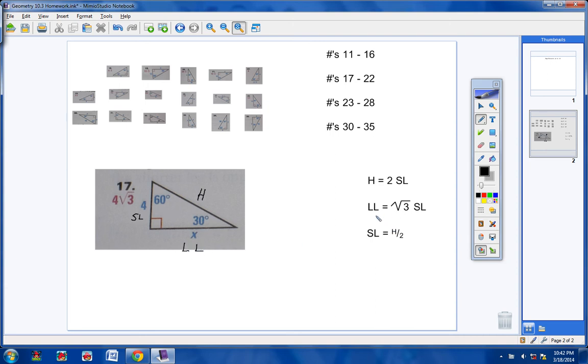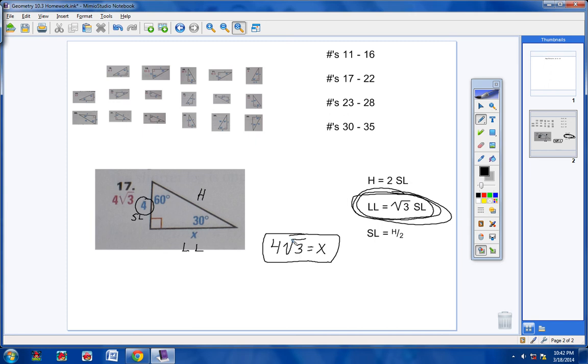Now, how do you find the longer leg? Well, look at this. You always take the shorter leg and multiply it by square root of 3. Look, guys, it's right here in front of you, right here. I'm circling it over and over. Longer leg equals shorter leg times square root of 3. So if you're looking for the longer leg, take your shorter leg, which is 4, and multiply it by square root of 3. So 4 times square root of 3 equals your longer leg.